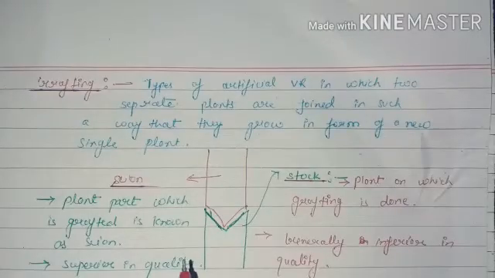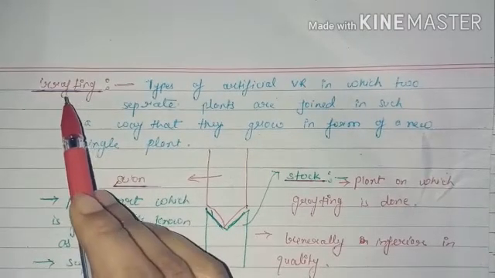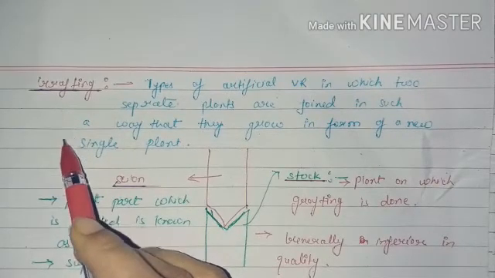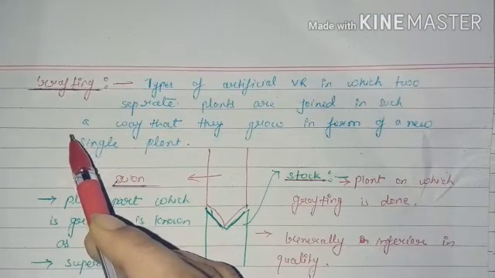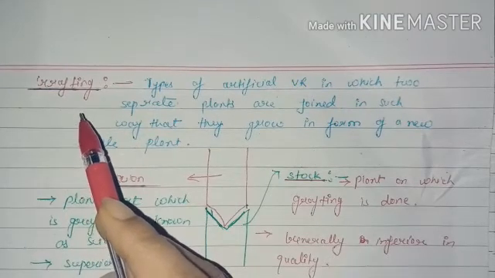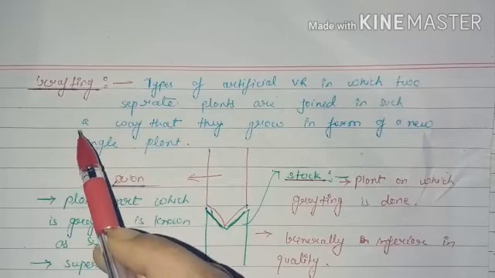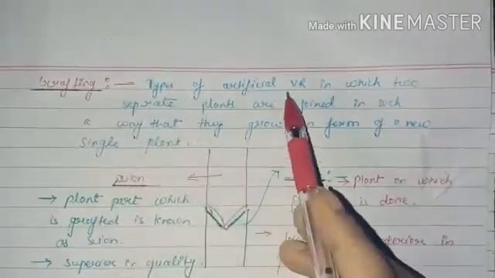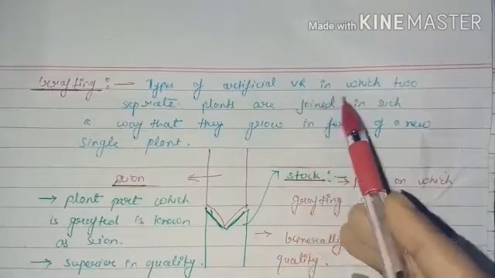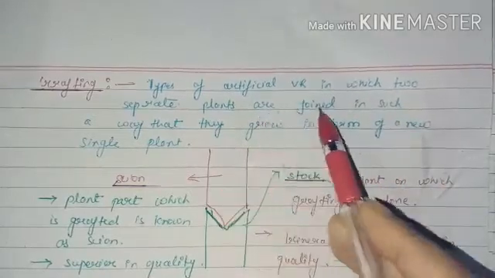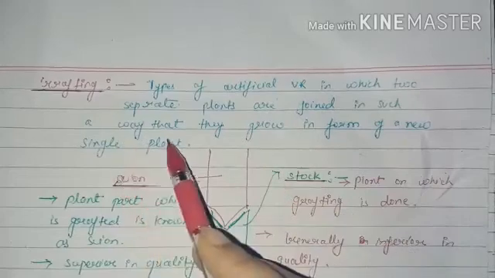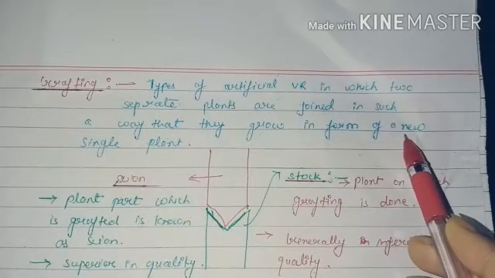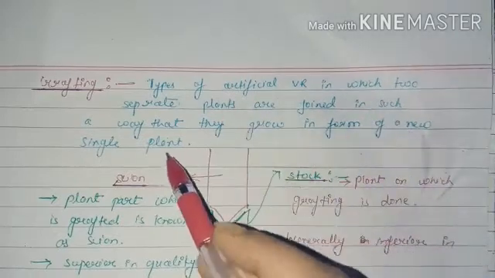Now the next vegetative reproduction is grafting. Grafting is a process mostly used in horticulture or in nurseries, where two different species or two different plants are joined together to form a new plant. This type of process is known as grafting. It is a type of artificial vegetative reproduction in which two separate plants are joined in such a way that they grow as a new plant. So two different plants are joined in such a way that a new plant arises.